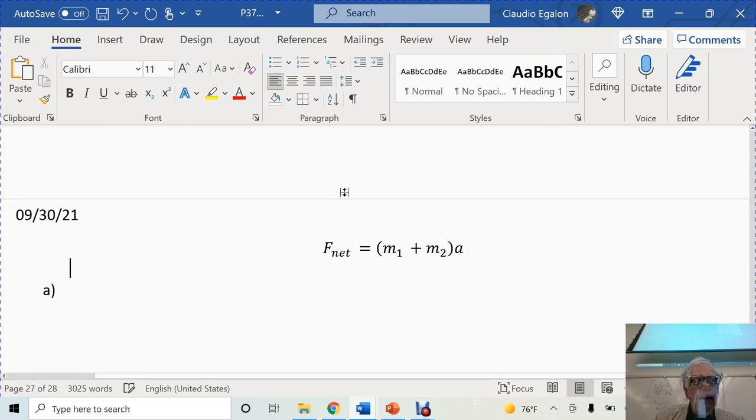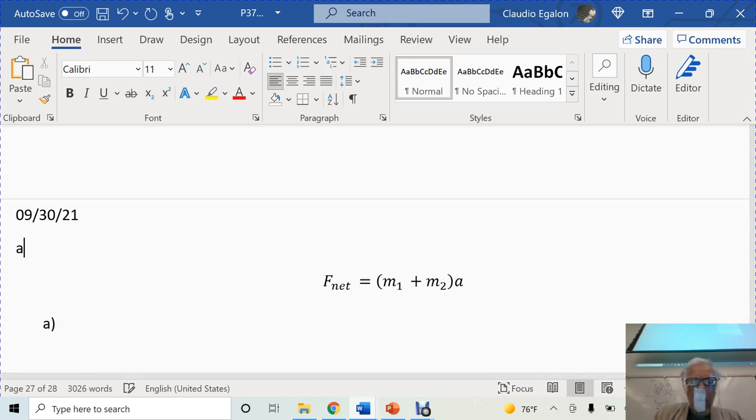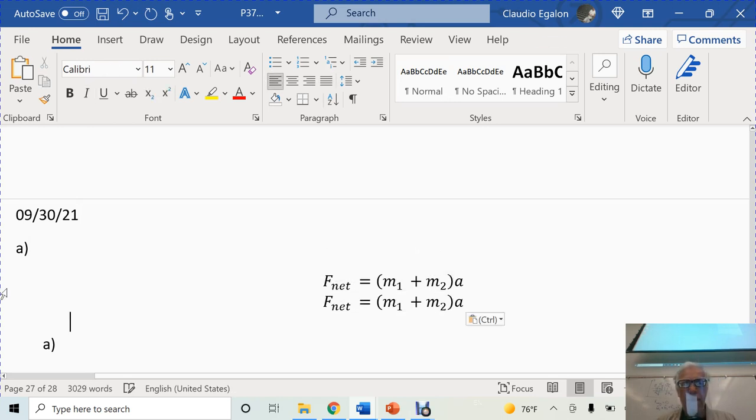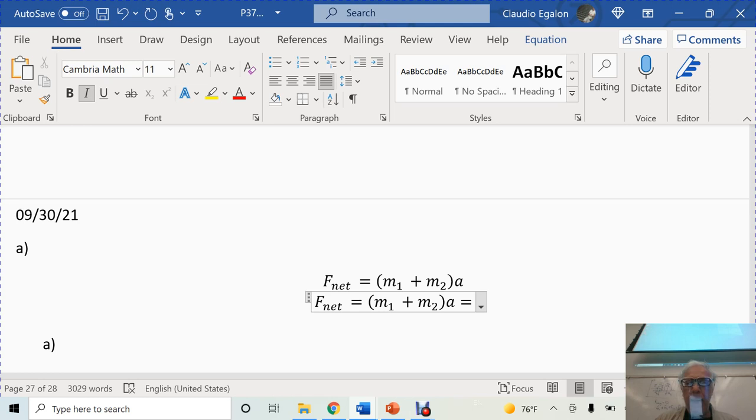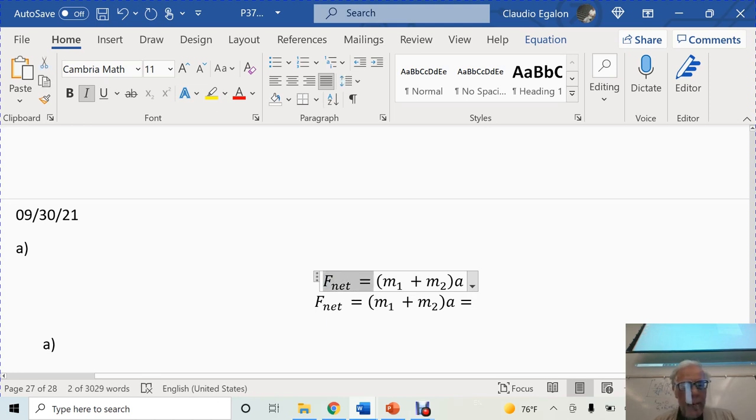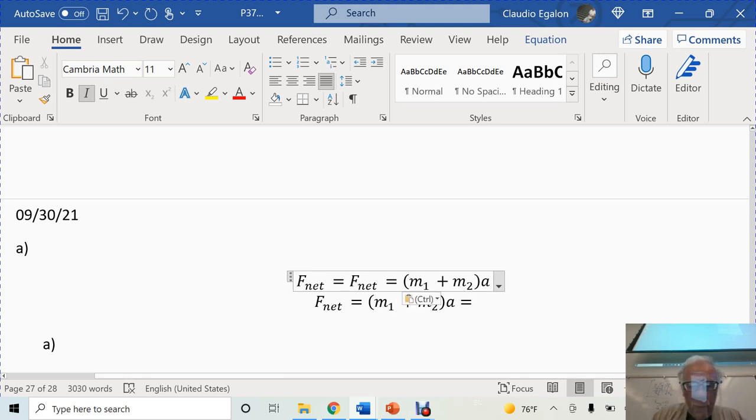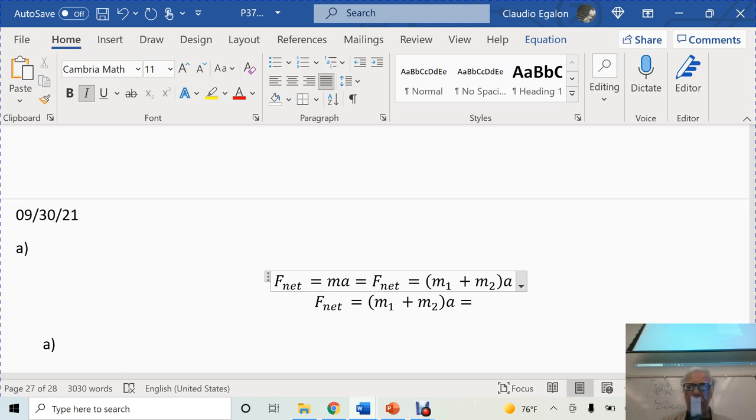So for the acceleration, right, here you go, a, let's put that here. Oh, don't forget, F net is equal to what? That force F. And that's Newton's law, right? And it happens that F net turns out to be equal to F.